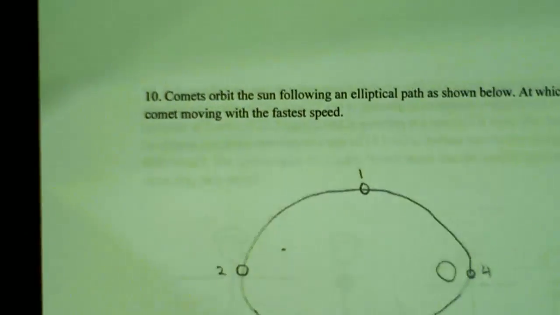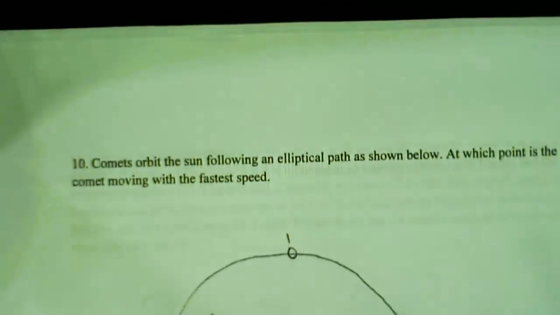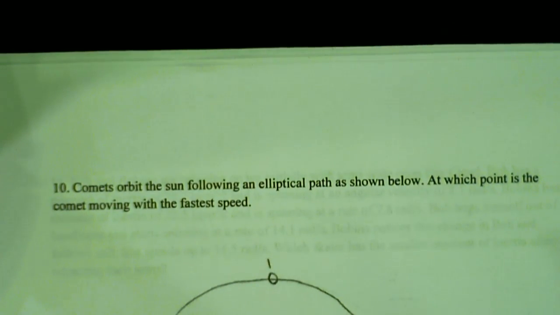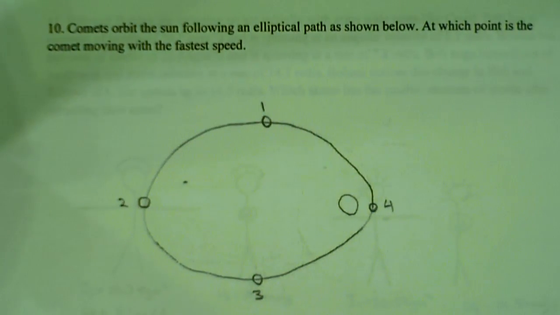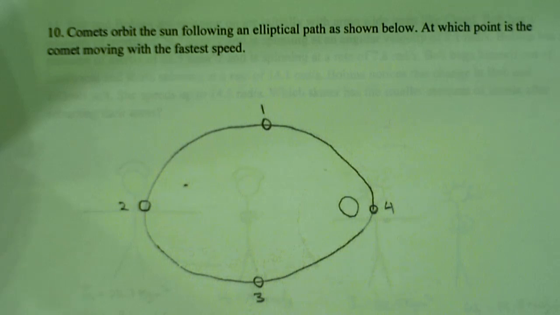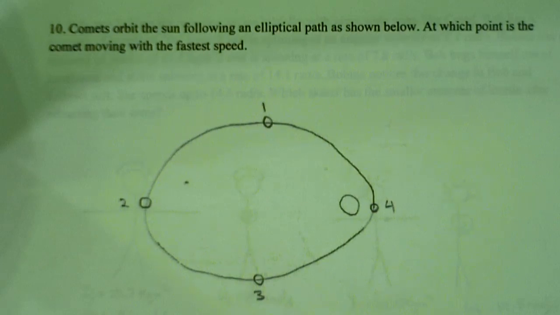This is another conceptual question, but this one has to do with angular momentum. So comets orbit the sun following an elliptical path as shown below. At which of these 4 points is it going to be moving at its fastest speed? So what do you guys think? Who thinks point 1? Who thinks point 2? Who thinks point 3? And who thinks point 4? All right, so majority think point 4.